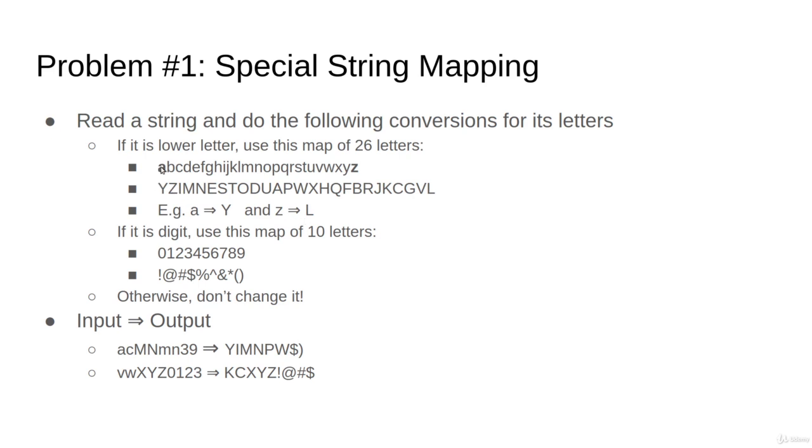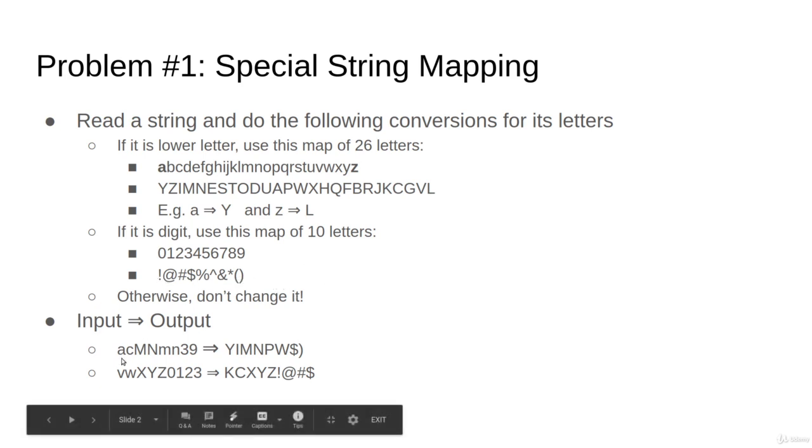For example, if the letter is A small, you map it to Y capital. If the letter is Z small, you map it to L character. This line has 26 letters, and this line has 26 letters. If it is a digit, you will map any digit from 0 to 9 according to these 10 digits. Otherwise, don't change it.